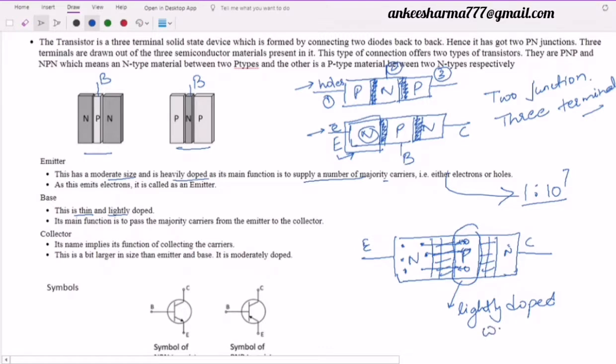Second, the width is also small. By reducing the width, what will happen? Definitely the carriers will be reduced. So due to these two reasons, we make this base region thin and lightly doped, right? These two will be here. And its main function is to pass the majority carriers from emitter to the collector. Yes, the only reason is that it has to pass them from here.